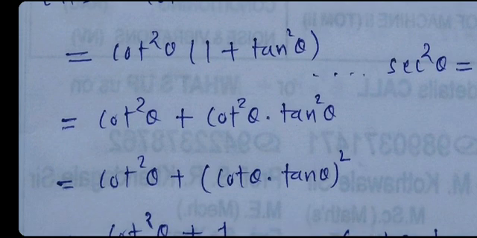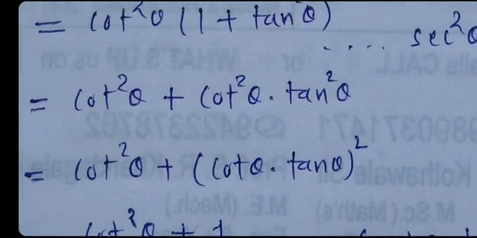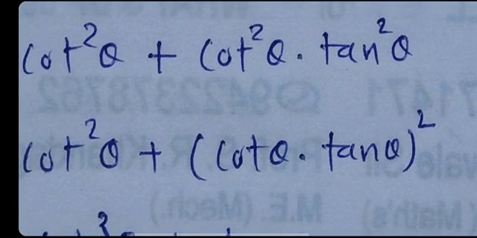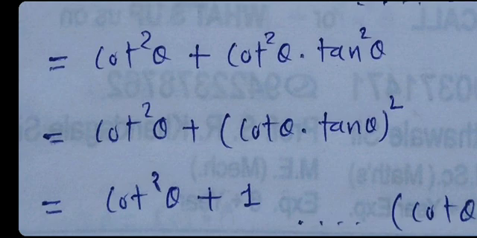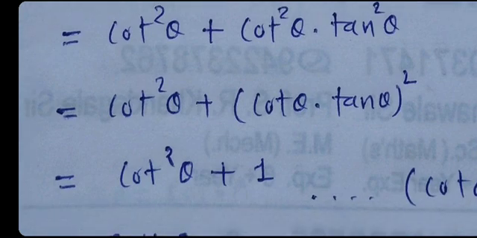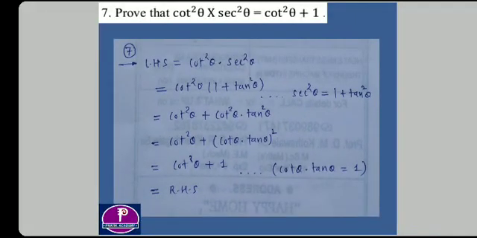Okay, so this is cot square theta plus (cot into tan) whole square, because both are square terms, so we can take the common square. And cot and tan are reciprocal functions of each other, so cot into tan becomes 1, and 1 square is 1. So this becomes cot square theta plus 1, and this is our RHS.